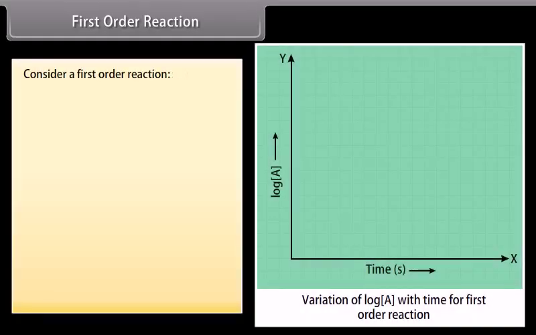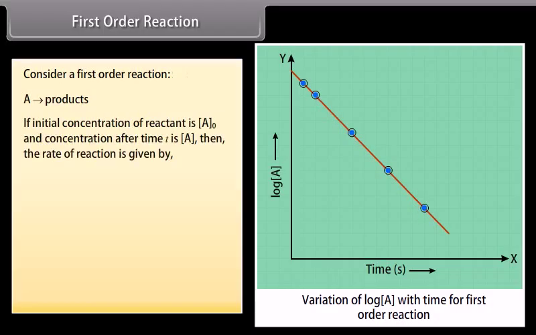First-order reaction. Let us consider a first-order reaction in which A is changing into products. If the initial concentration of reactant is [A]0, and concentration after time t is [A], then the rate of the reaction is given by: minus d[A] by dt is equal to the product of k and [A]. It can be written as minus d[A] upon [A] is equal to k dt.